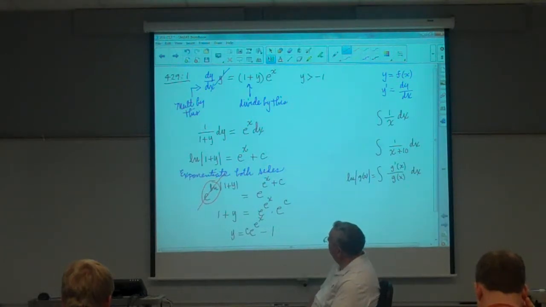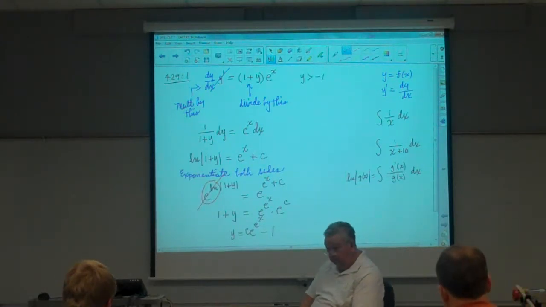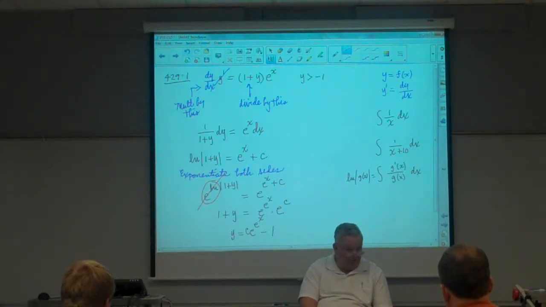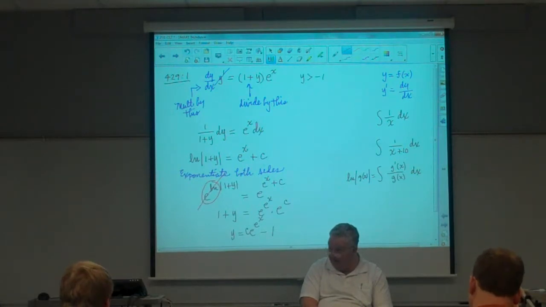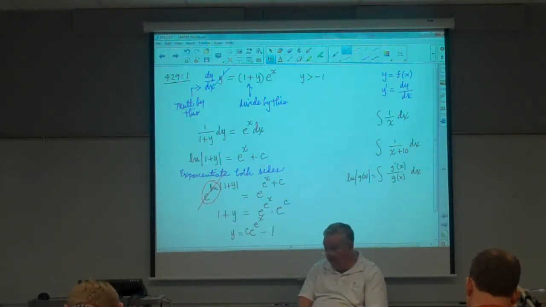I wonder if that would check. You can check your answer, can't you? How do you check your answer? Take the derivative of it, and you should get the same thing on both sides. Let's see if my arbitrary constants got in the way of what really ought to be, huh?